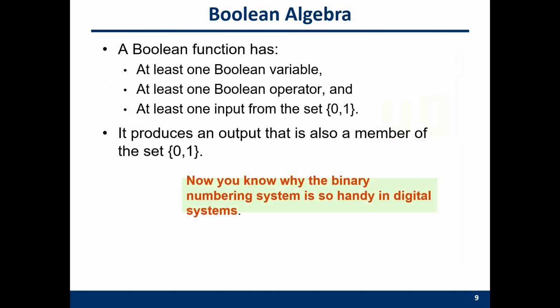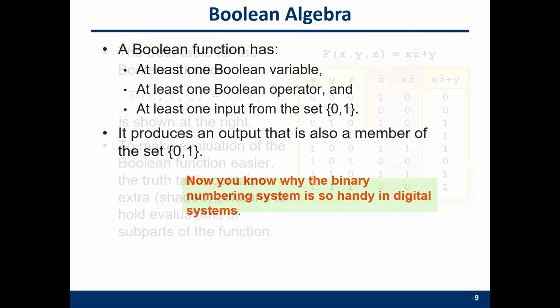So for a Boolean function, we have at least one variable and at least one operator: AND, OR, or NOT. So at least one input from the set {1, 0} can generate an output, which is also a member of the set of 0 and 1. And we know that it's very easy to implement a binary number system with a circuit.